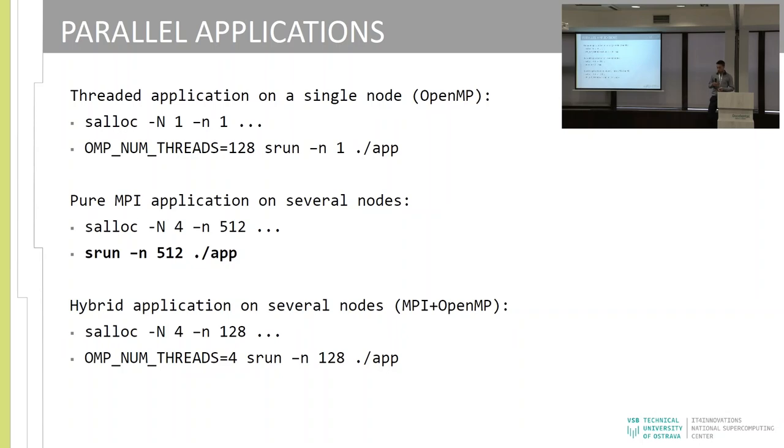If you have a pure MPI application, you can run your application on more nodes. In my example, I run my application on four nodes with 500 MPI processes. And in the case of a hybrid application, this application can utilize both MPI and OpenMP. With this application, you can combine threading and MPI to maybe better utilize the hardware.